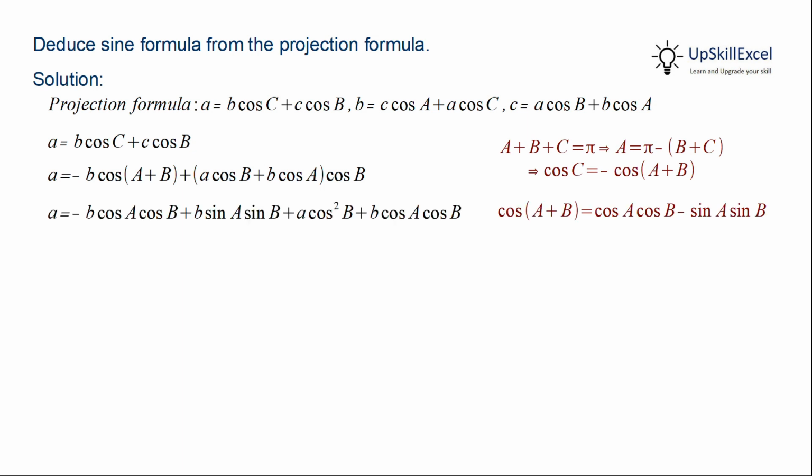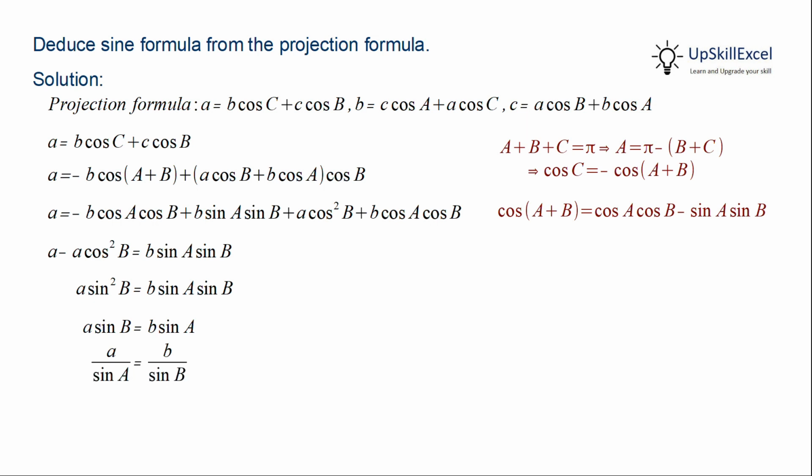The first and the last term, b cos A cos B, cancel out, and we can take the a cos square B to the left side so that we can aggregate all the side a terms on the left side and side b terms on the right side. Now we know that 1 minus cos square B can be simplified to sin square B. So we get a sin square B equal to b sin A sin B. We can cancel out one sin B from both sides, giving us a sin B equal to b sin A. Rearranging the terms, we get a by sin A is equal to b by sin B.